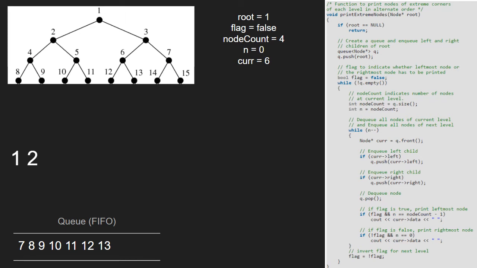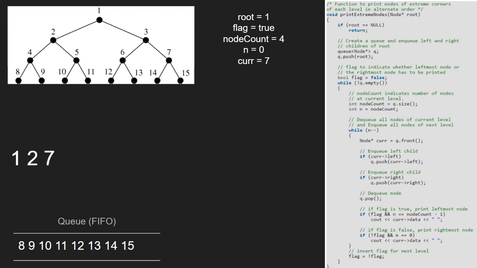Cur will now point to 7. We enqueue the left and right children of node 7, so 14 will be enqueued, followed by 15. In the next step, we dequeue 7 from the queue. Since flag is false and n is 0, we print 7. Since n is 0, we come out of the inner loop and continue with the outer while loop. We invert flag for the next level, so flag will be true.